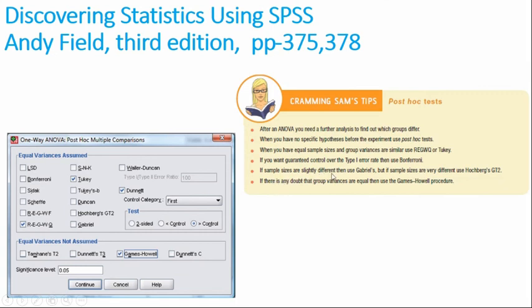If sample sizes are slightly different, then use Gabriel. But if the sample sizes are very different, use Hochberg GT2. If there is any doubt that group variances are equal, meaning you don't know whether the variances are equal or not equal, then use the Games-Howell procedure. Here you can see the Games-Howell procedure.